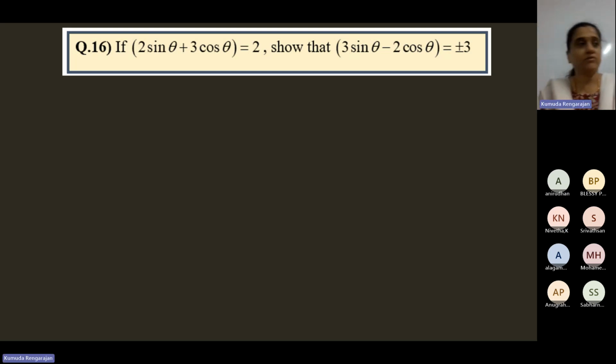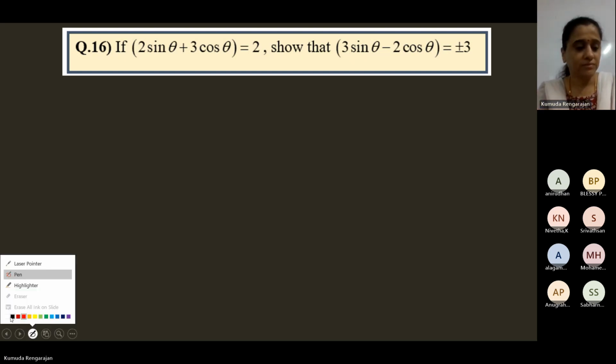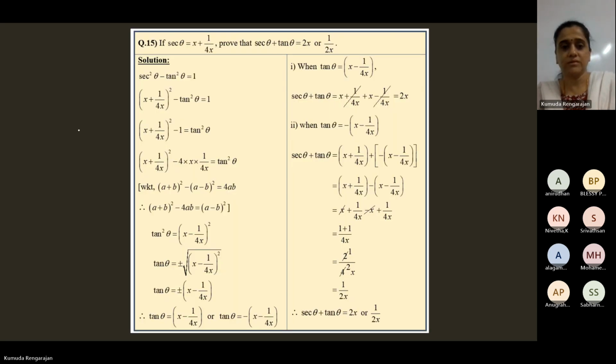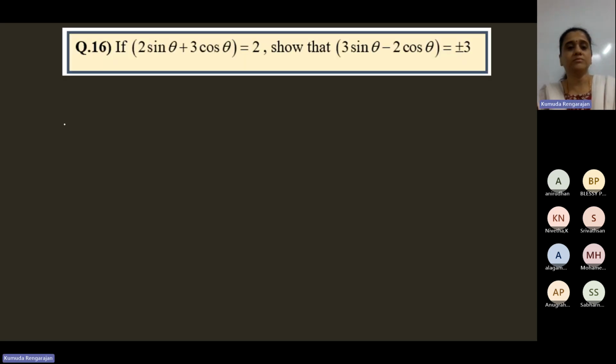Okay, we'll just revise a few questions before we go ahead so that I make sure you can understand the further concepts. So look at this one. If 2 sine theta plus 3 cos theta is equal to 2, show that 3 sine theta minus 2 cos theta is equal to plus or minus 3.